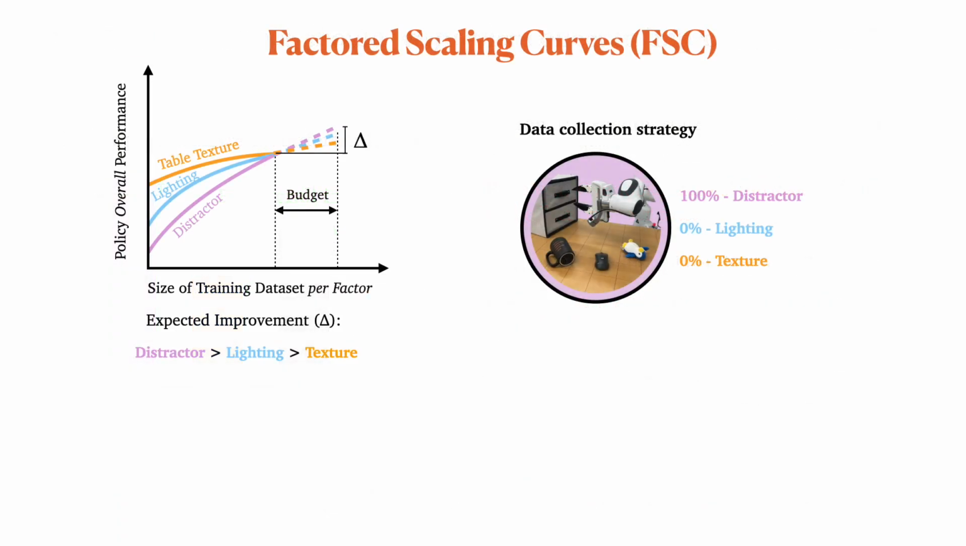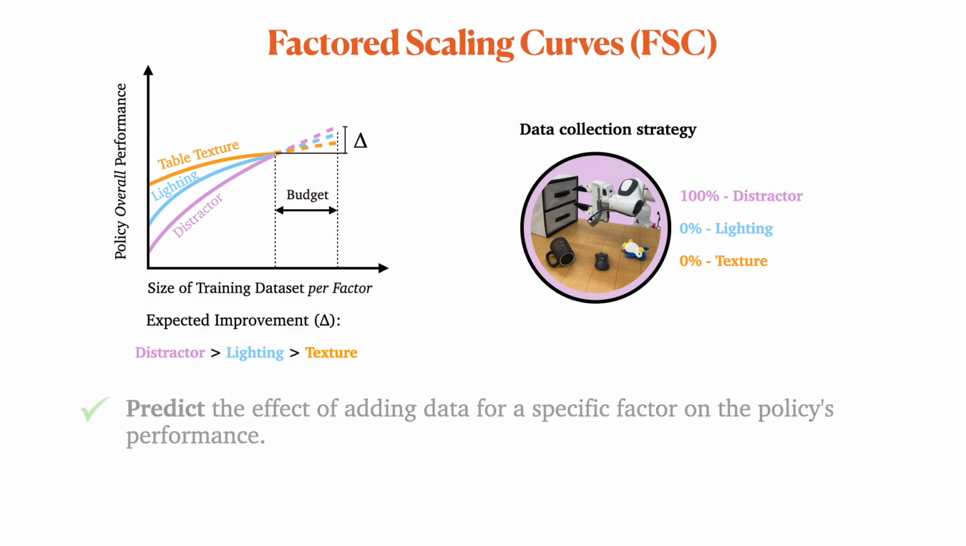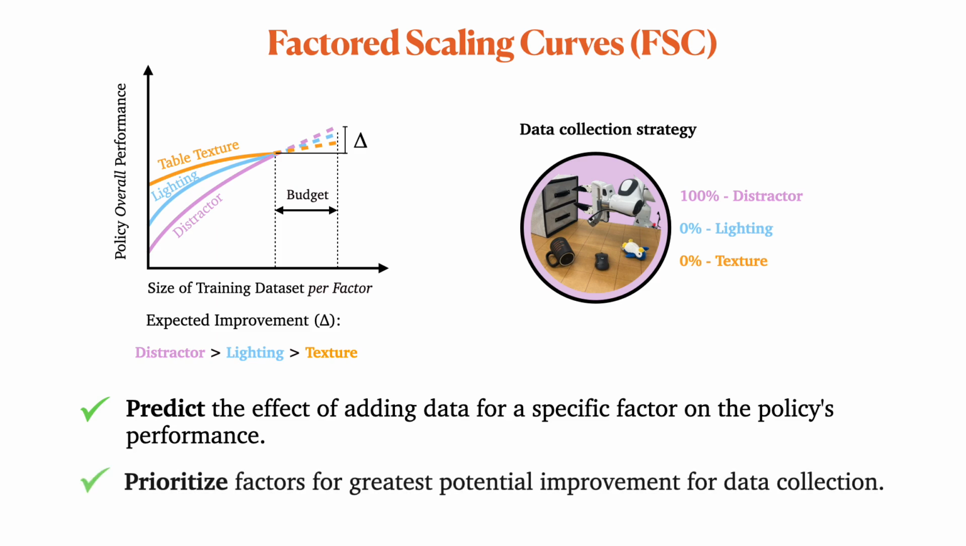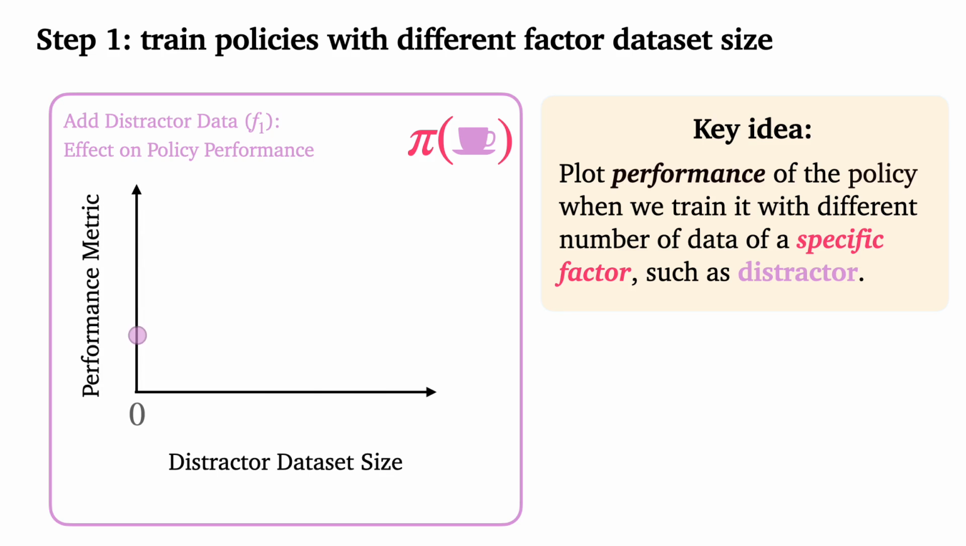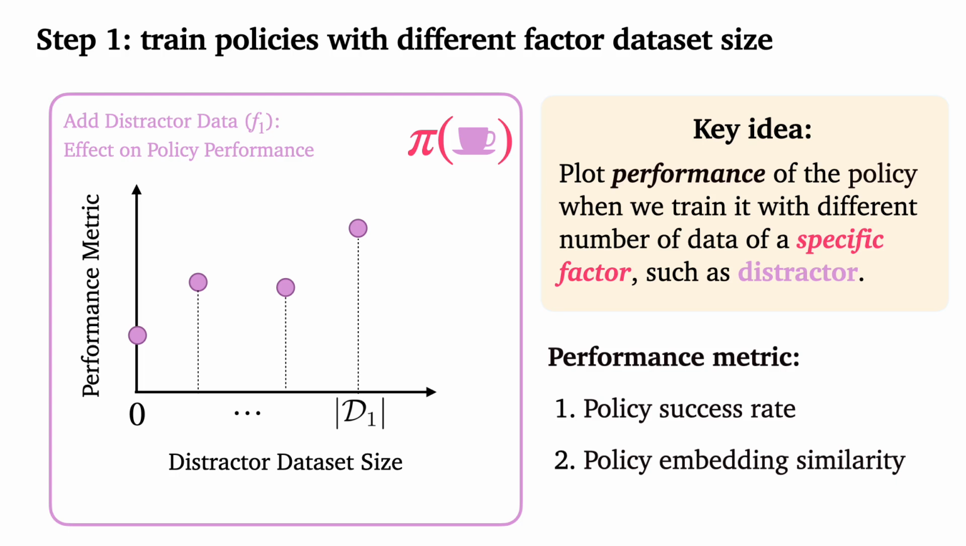To answer this, we propose factor scaling curves, which can predict the effect of adding data for a specific factor on the policy performance, and prioritize factors for greatest potential improvement for data collection. The first step of constructing a factor scaling curve is to train policies with different amounts of data for a specific factor and plot their performance. The performance metric can be a policy success rate from real robot evaluations or proxy metrics like embedded similarity.